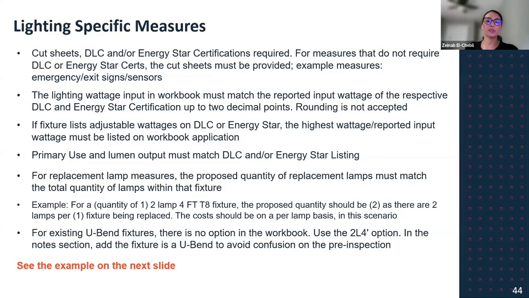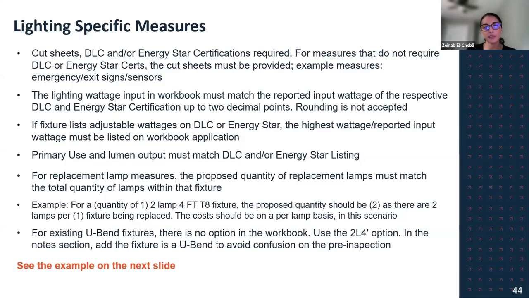Primary use and lumen outputs need to match a DLC and Energy Star. You will see the comparison in the next few slides as well. Please use the primary use, and some fixtures require the lumen outputs, but that will just affect your incentives and your savings. So please do your due diligence and make sure that we're classifying them appropriately.